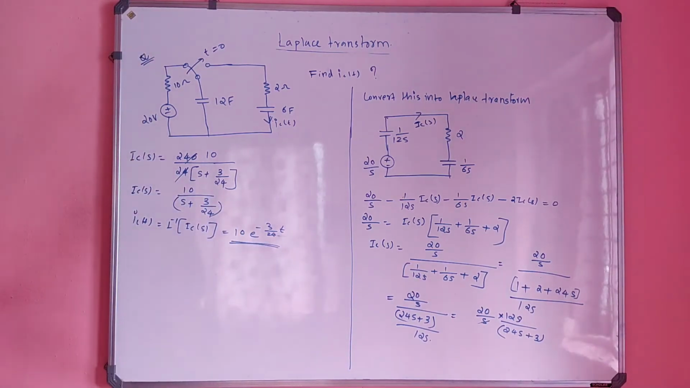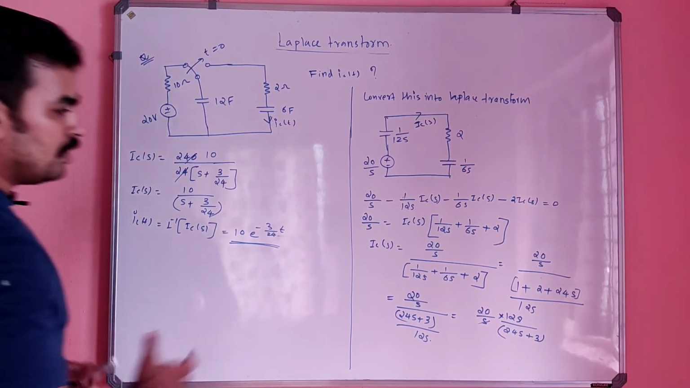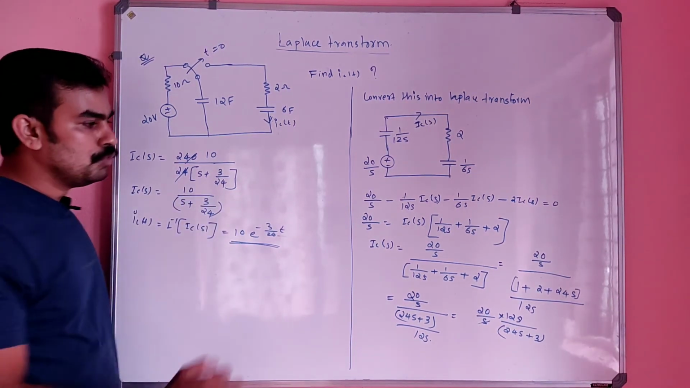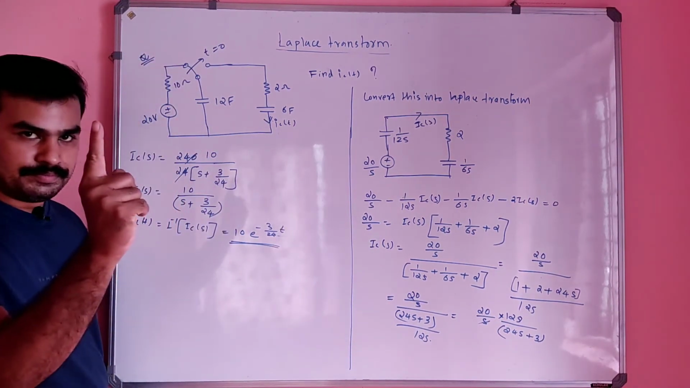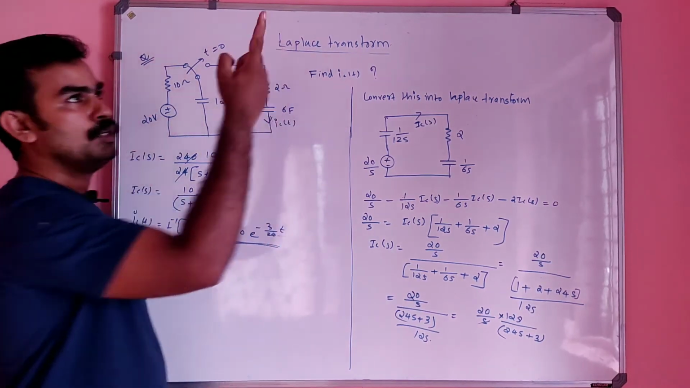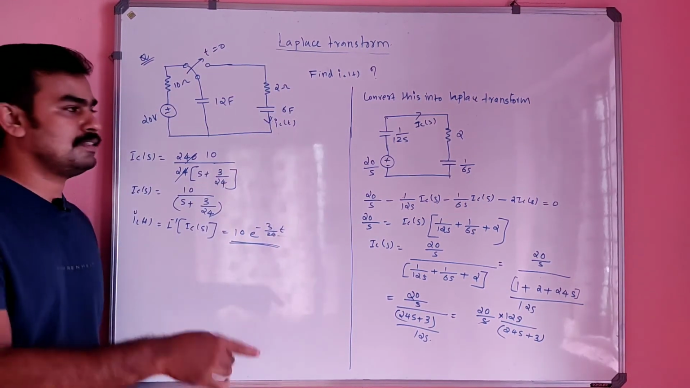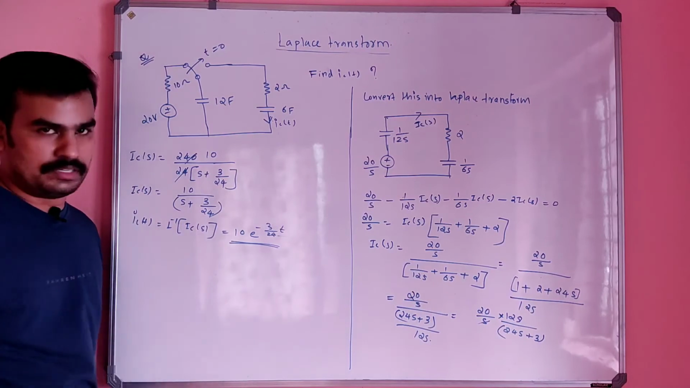10 e raised to 3 by 24 t. Your aim is to find IC of S first, because we have to find IC of T. So IC of S you have to calculate first. That's why we convert this equation into Laplace transform.